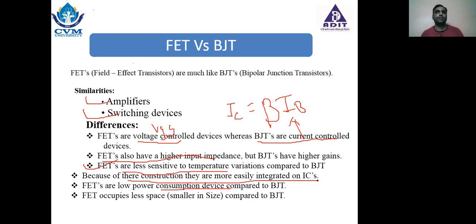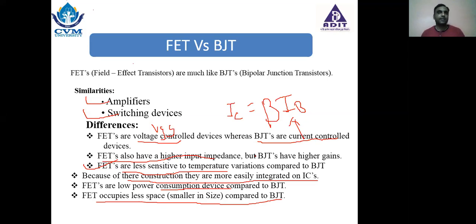Whenever you want to fabricate on the chip ICs, that is a good advantage. Another good advantage of the FET is that whenever you are fabricating onto the chip, it occupies less space. That means they are smaller in size compared to the BJT. So these are the advantages which make the FET more comfortable to be used in the chips.